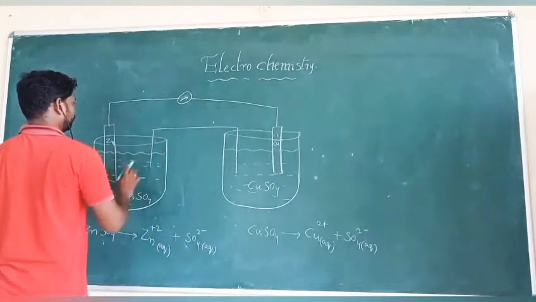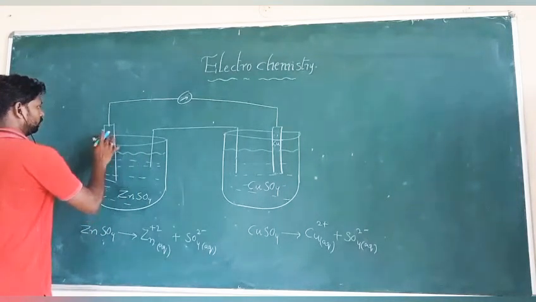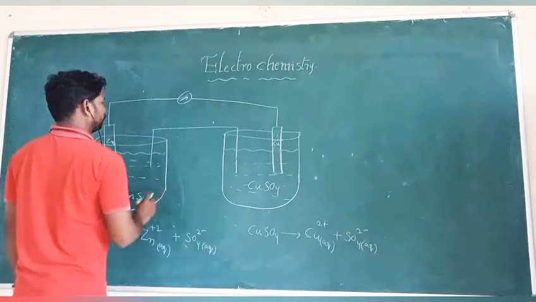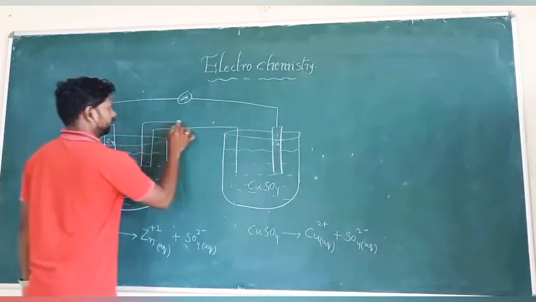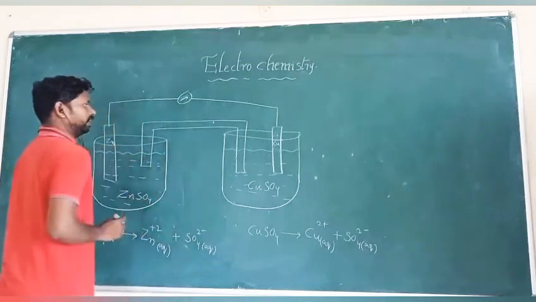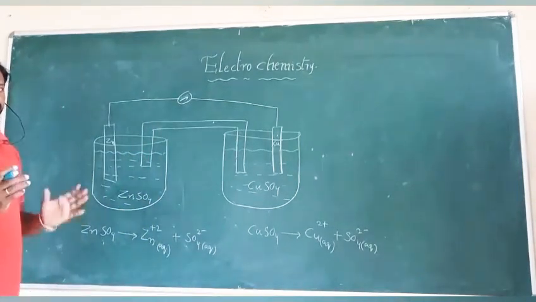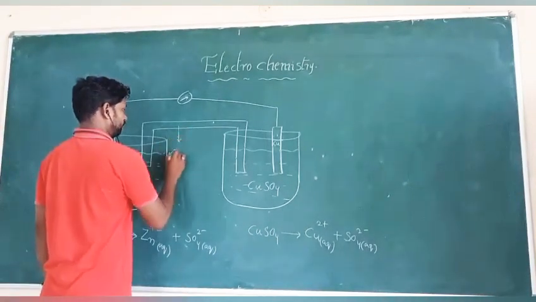Here I'm taking one inverted U tube. This inverted U tube contains an electrolytic solution. That is an inert electrolyte.